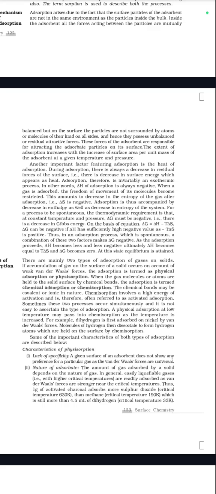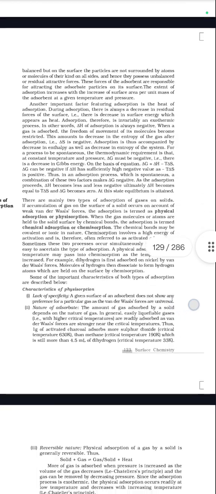On the basis of the equation, delta G is equal to delta H minus T delta S, delta G can be negative if delta S has a significantly high negative value, as minus T delta S is positive. Thus, in an adsorption process which is spontaneous, a combination of these two factors makes delta G negative. As the adsorption proceeds, delta H becomes less and less negative. Ultimately, delta H becomes equal to T delta S and delta G becomes 0. At this state, equilibrium is attained.